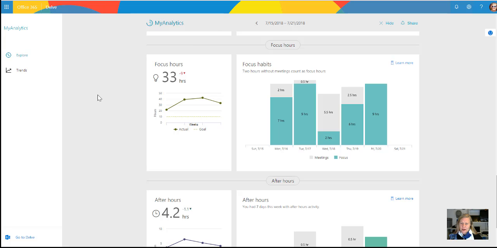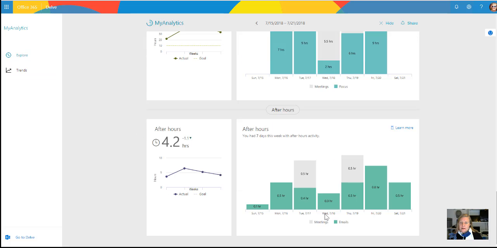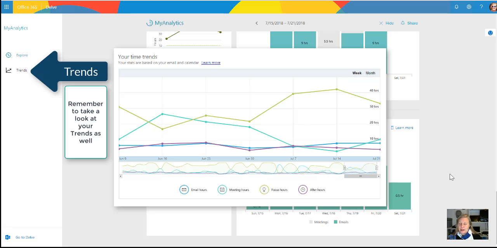Here we look at focus hours. So focus hours is calculated at 2 hours without meetings counts as focus hours. I take it that's the time that I sleep at night, I reckon. So that's your focus hours. And then at the bottom there, we've got after hours. So that's, you had 7 days this week with after hours activities. I can promise you it's definitely more than that. But remember, they're only tracking the actual sending and receiving or reading of emails, as well as meetings that are scheduled. So that doesn't really check the time spent working on your PC.